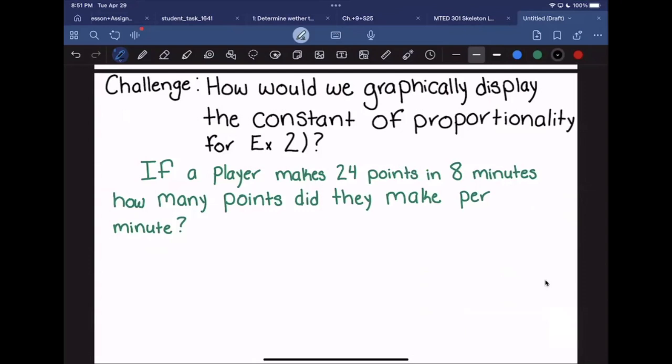Now here's a challenge. How would we graphically display the constant of proportionality for example 2? And following is example 2. If a player makes 24 points in 8 minutes, how many points did they make per minute? Jot this down and we'll discuss it next time in class.